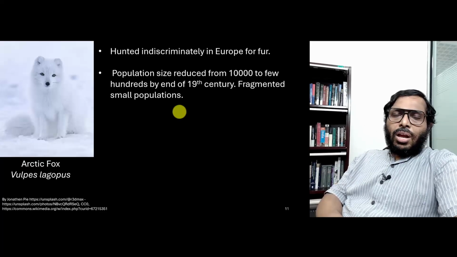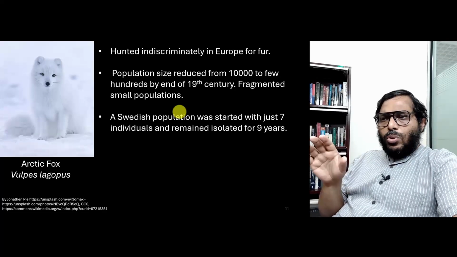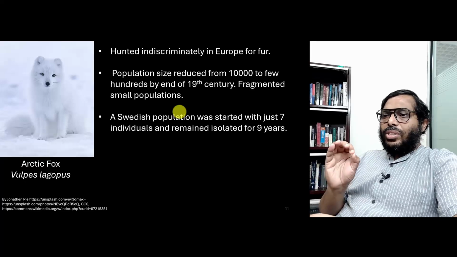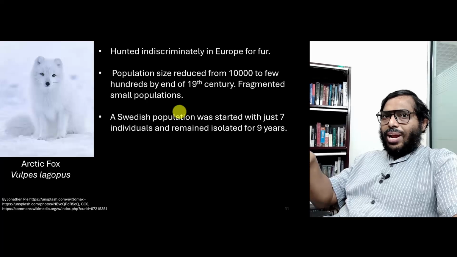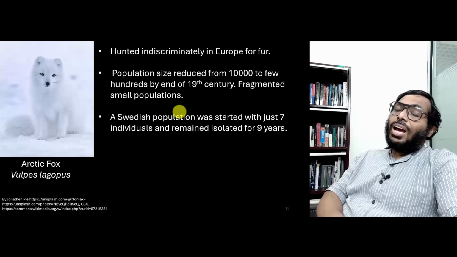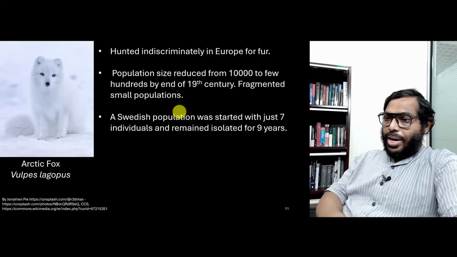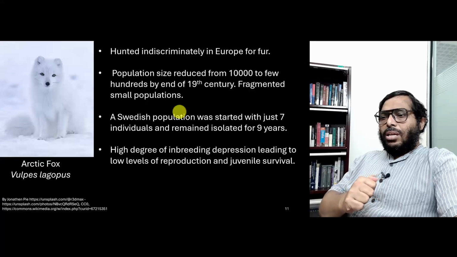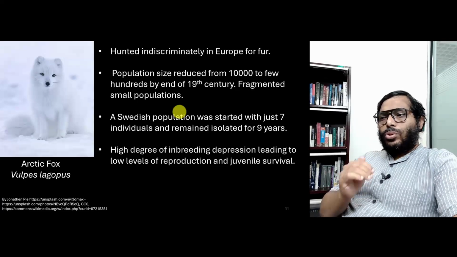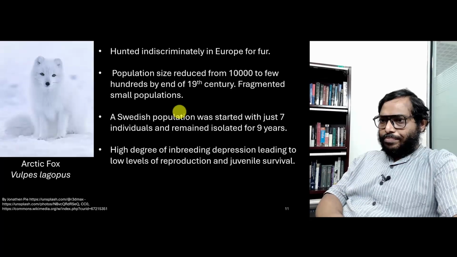So, obviously an enormous amount of inbreeding was happening, an enormous amount of drift was happening, and in the midst of all this, a particular Swedish population got started with just 7 individuals, and after getting started, remember it was all fragmented. So, this population ended up remaining isolated for 9 full years. So, heavy levels of inbreeding, and when all that happened, due to the inbreeding depression, there were very low levels of both reproduction and juvenile survival, and basically this population was in trouble.